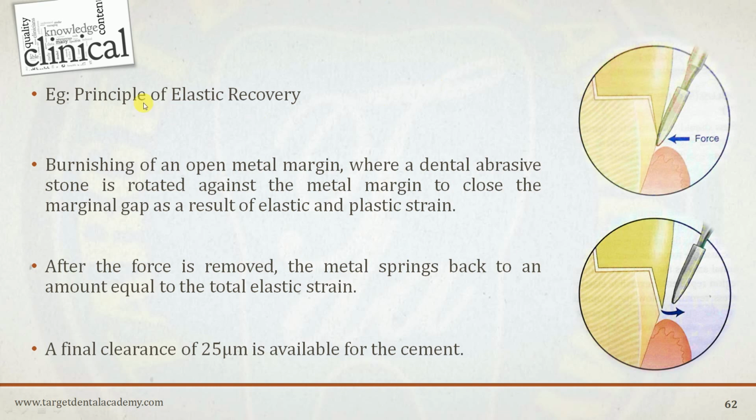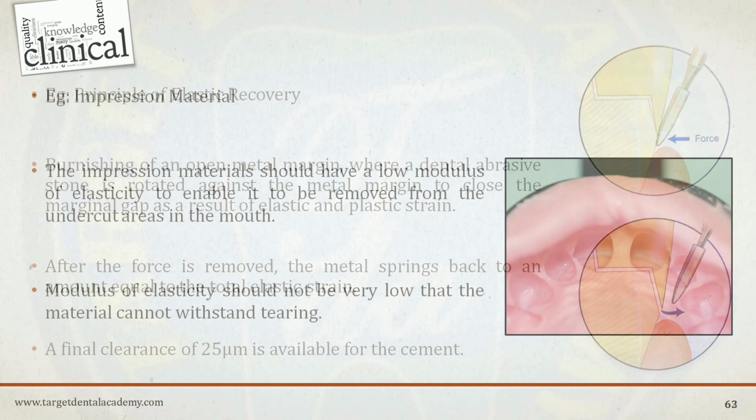Example, the principle of elastic recovery: burnishing of an open metal margin, where a dental abrasive stone is rotated against the metal margin to close the marginal gap as a result of plastic and elastic strain. Can you see this? It is a dental abrasive stone rotated against the metal margin to close the marginal gap. After the force is removed, the metal springs back by an amount equal to the total elastic strain, and a final clearance of 25 micrometers is available for the cement.